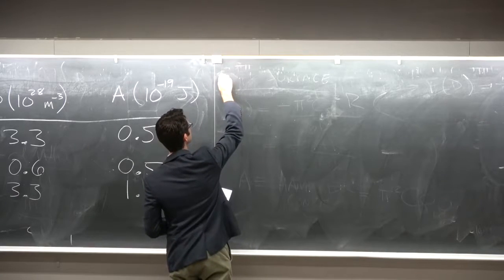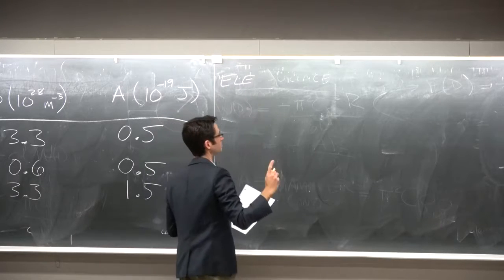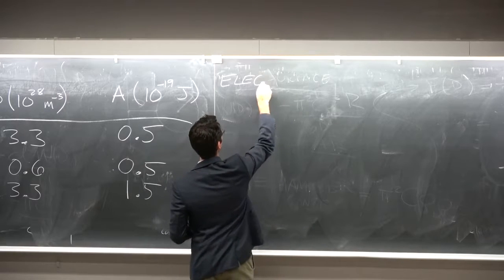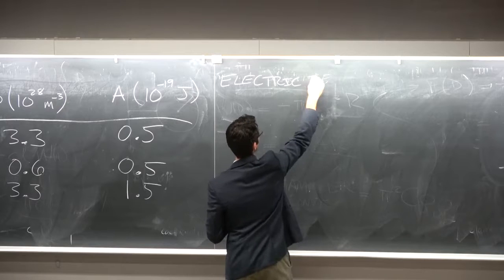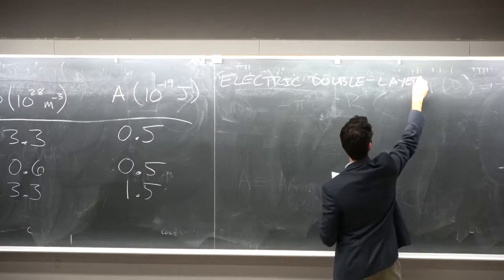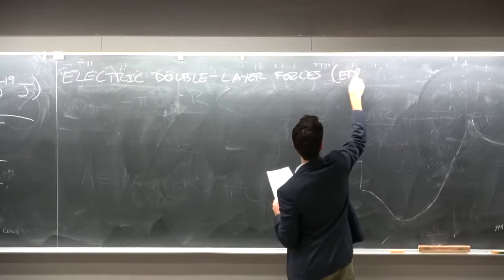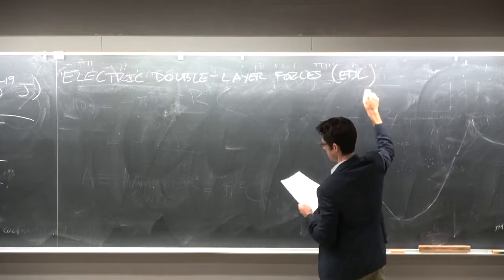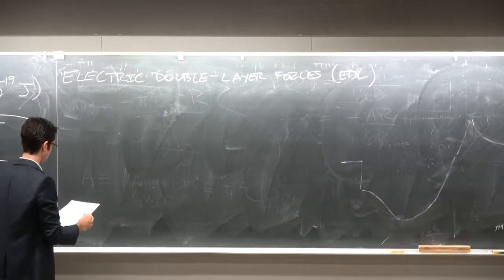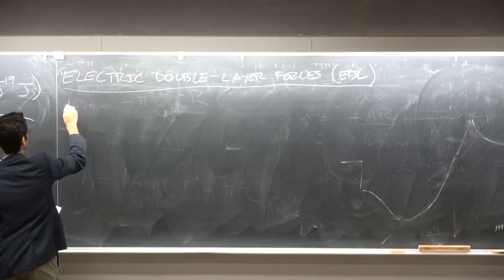And the answer is in large part, but not entirely, because there are some other types of repulsive force, but this is the dominant one in most systems, electric double layer, and we call these EDL forces. So let me give you an example of milk fat globules.